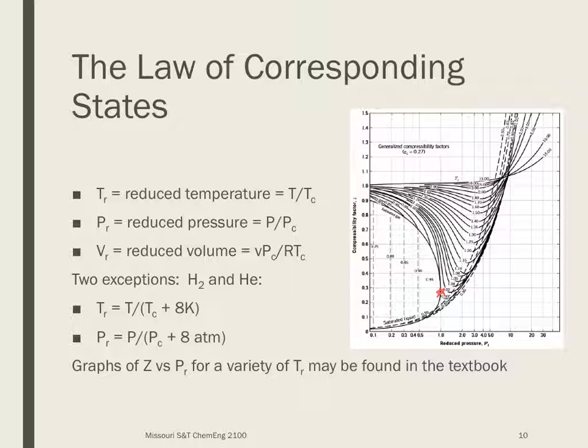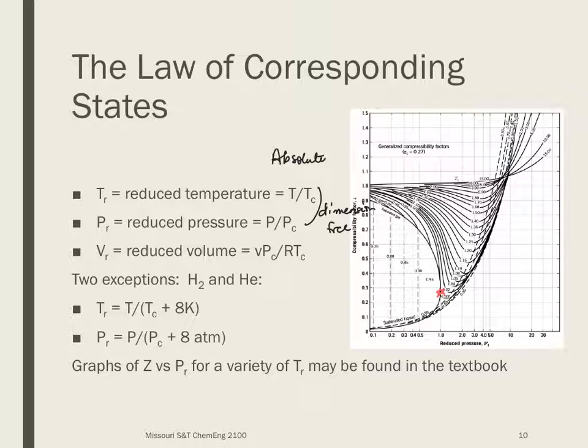Now, the way this works is we calculate the temperature and pressure as compared to the critical temperature and pressure. Those are called the reduced temperature and reduced pressure. Reduced temperature is going to be designated T sub lowercase r, and it's T over the critical temperature. P sub r is the reduced pressure, and it's P over the critical pressure. Now, key to this is that these must be absolute temperature, absolute pressure, and these are going to be dimension-free.